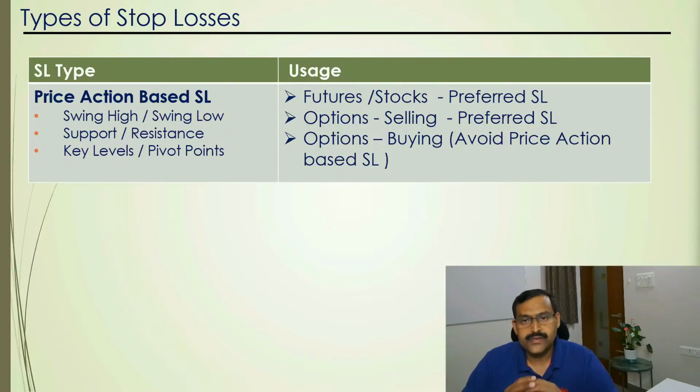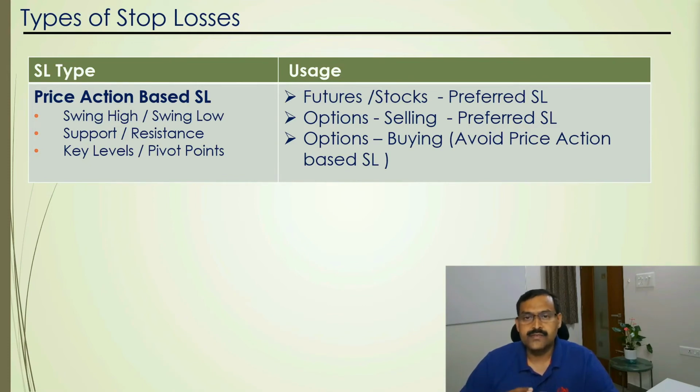Friends, this is how you can use the price action based stop loss for any kinds of trading, right from intraday to positional or even swing trading. For positional and swing trading, you just have to use the higher time frame and switch your CPR and pivot points to the weekly and monthly. Use these price action based stop loss for stocks, futures and for option selling.